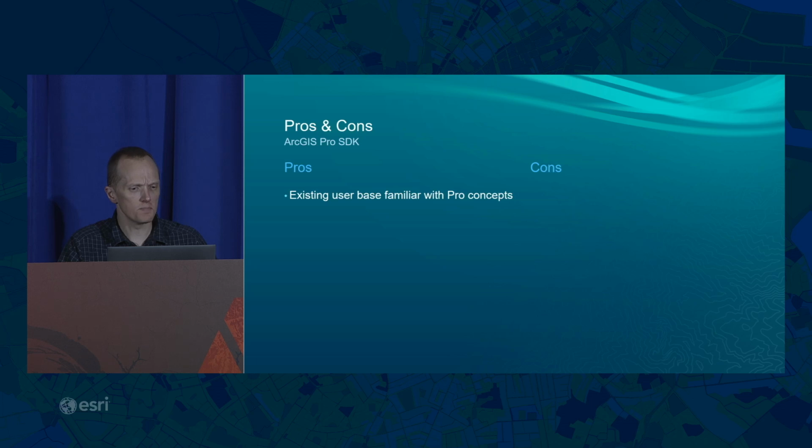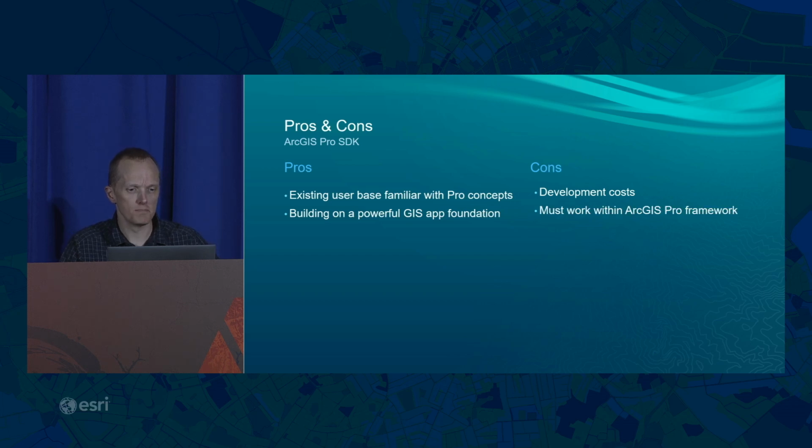So pros and cons. One of the pros is there is a large existing user base that are familiar with ArcGIS Pro and the concepts of ArcGIS Pro. You're building on top of a powerful GIS application as the foundation. But some of the implications are the development costs. So you need to think about licensing of ArcGIS Pro to run your application on your development machine. And then you're working within the ArcGIS Pro framework. So you're not building a custom application like you might do with the native Maps SDKs, but you're essentially customizing ArcGIS Pro.